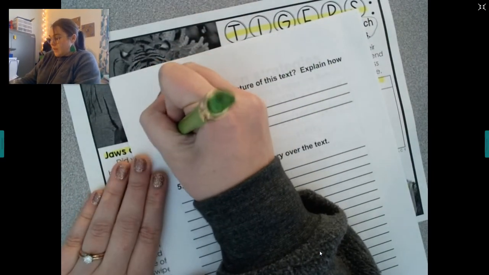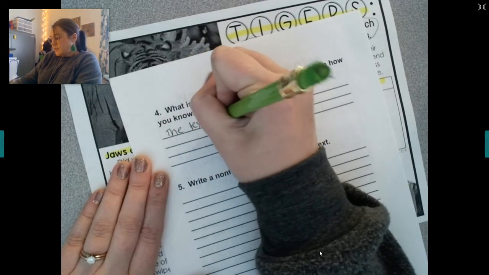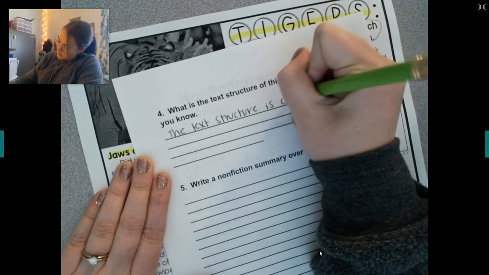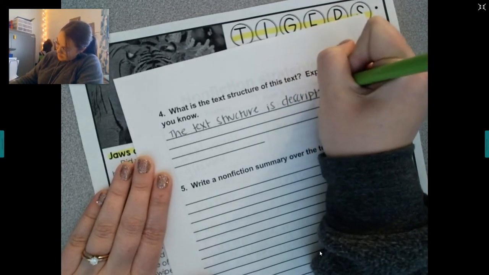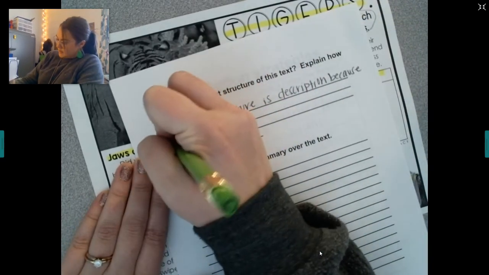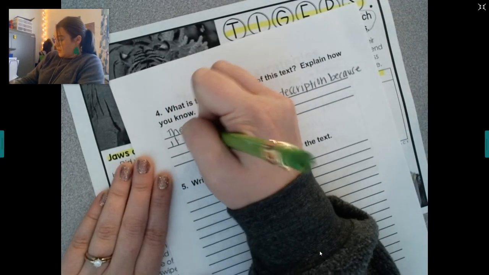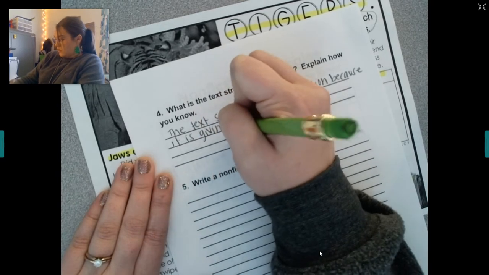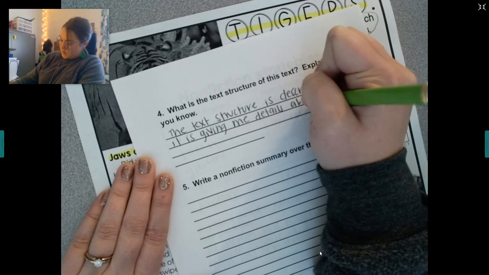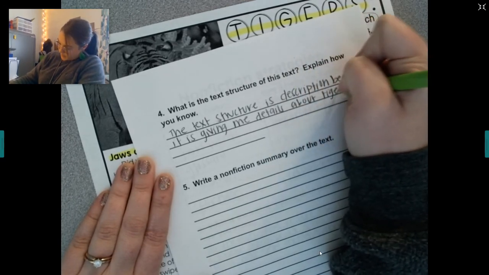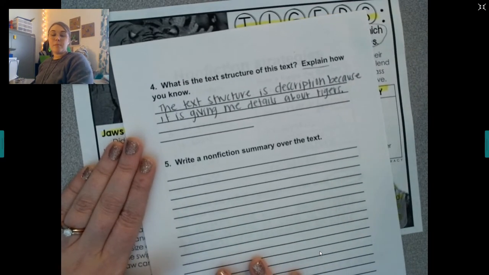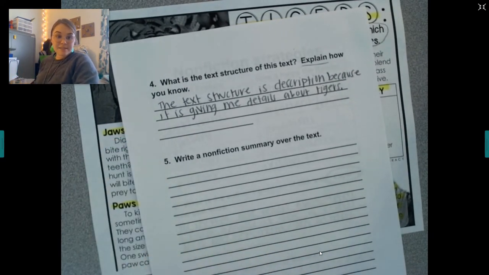So the text structure is description because it is giving me details about tigers. And done. That's how I know. Fit it all in one sentence. Now remember, you're writing incomplete sentences.